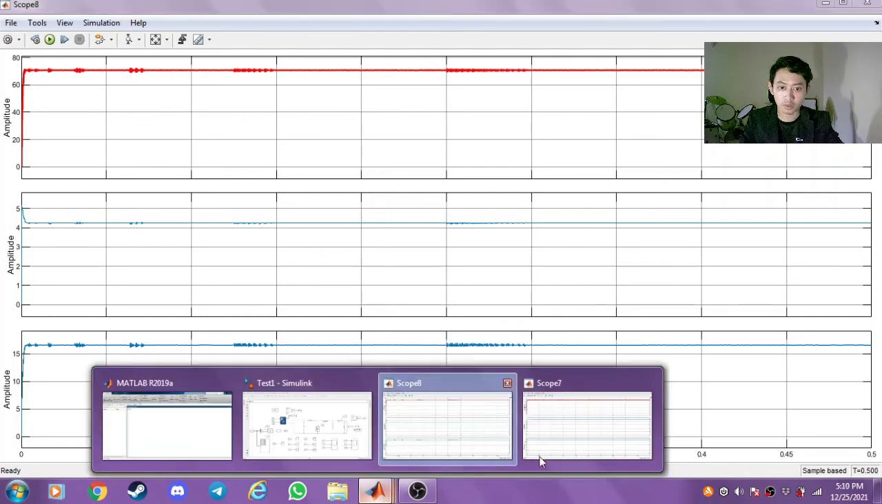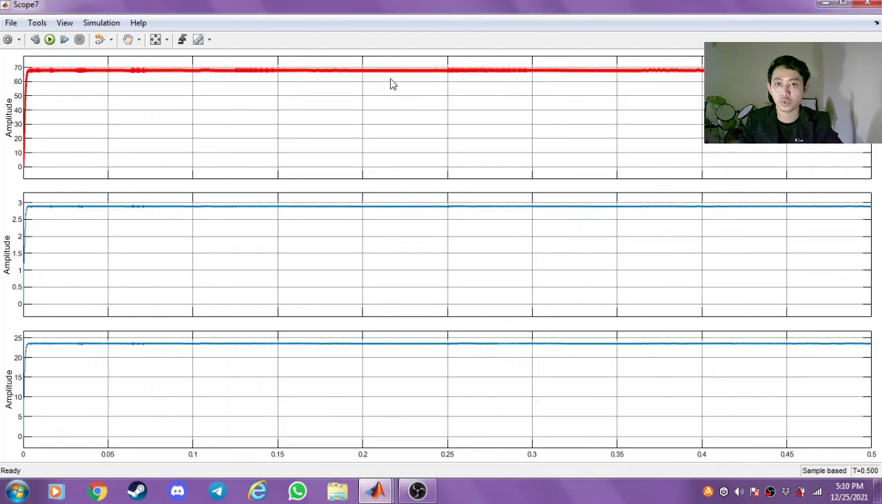So let's have a look at the second scope. This is the output waveform. The thing that I need to tell is we can see that the wavelength is very short. This is because of the switching frequency that we set. We set it to 40 kilohertz. We know that frequency and wavelength are inversely proportional, which means that if we increase the switching frequency, then the wavelength will be shorter.